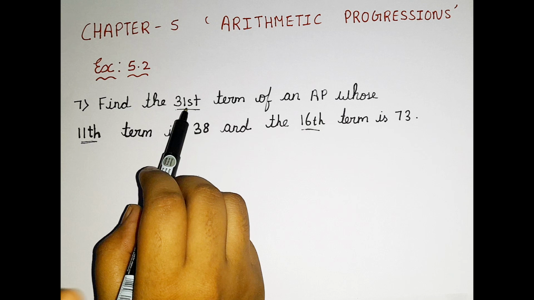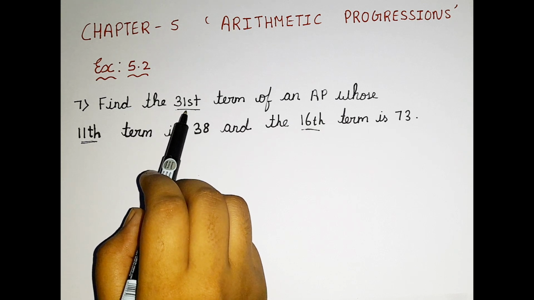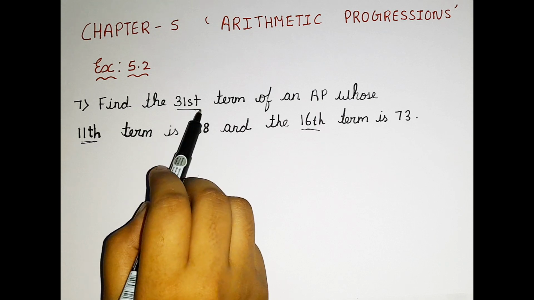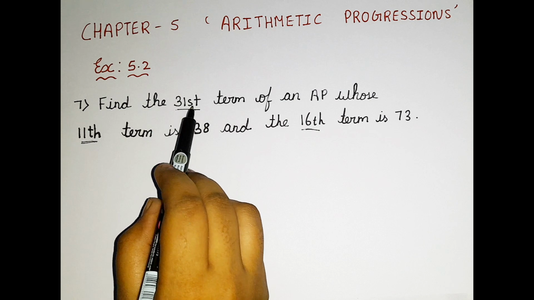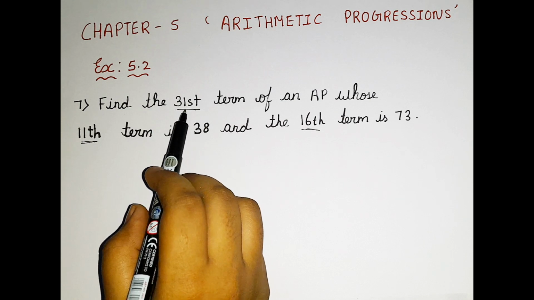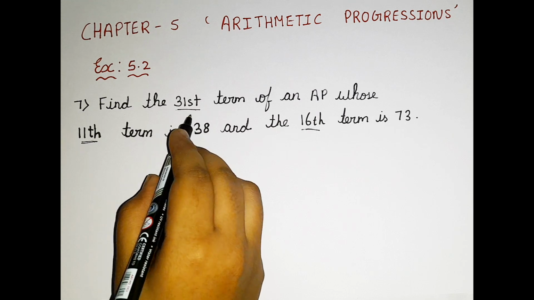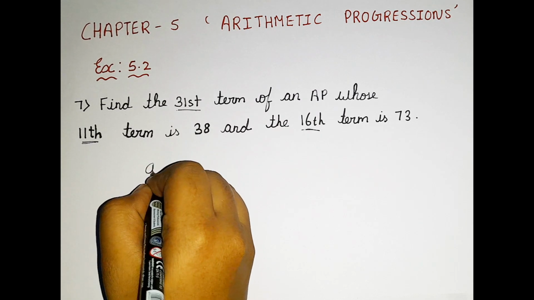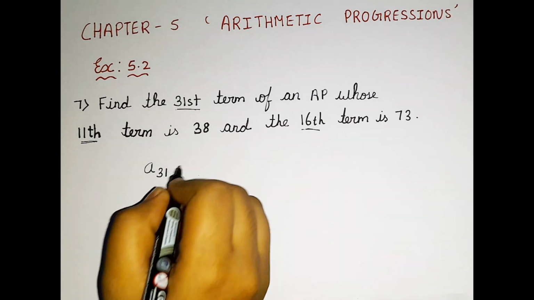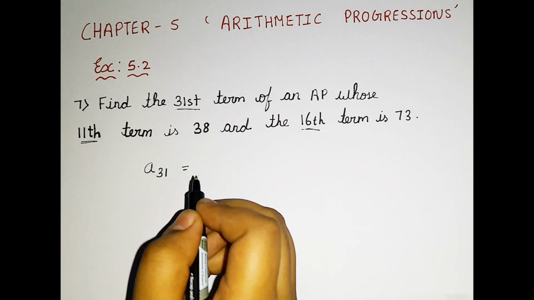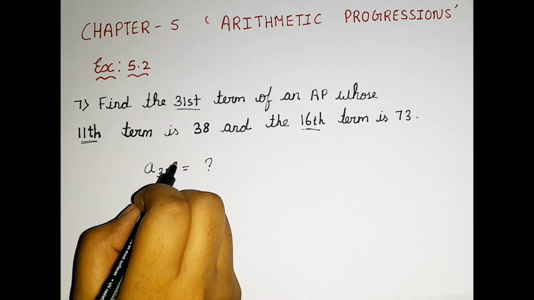Remember guys, whenever you get 3rd, 2nd, 1st, like that, and then th, whenever you have th, st, rd, what you are supposed to do is, here it is 31st, isn't it? So the 31st, how can we write it? We are supposed to write A and 31 like this. So A31 is equal to, we don't know, it is a question mark. Why? Because we are supposed to find the 31st term.